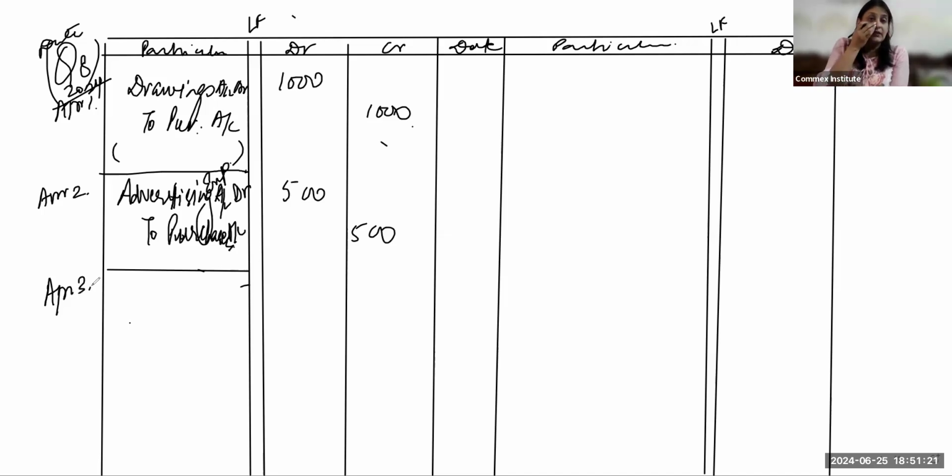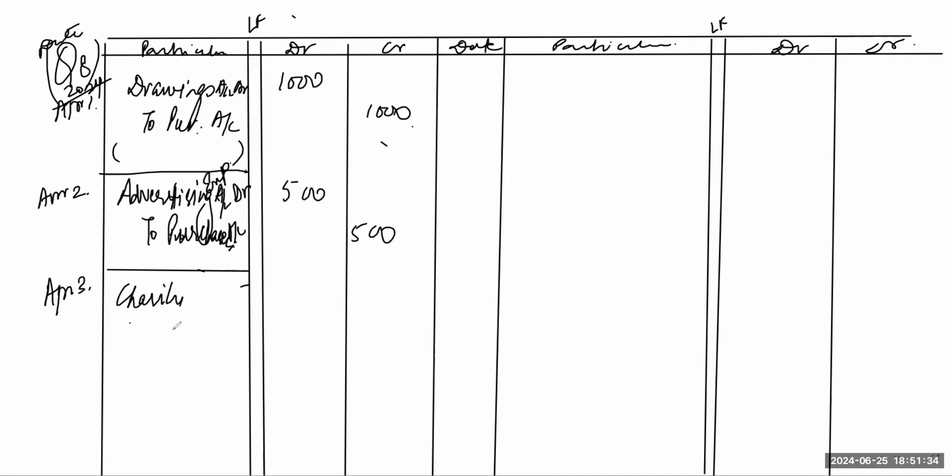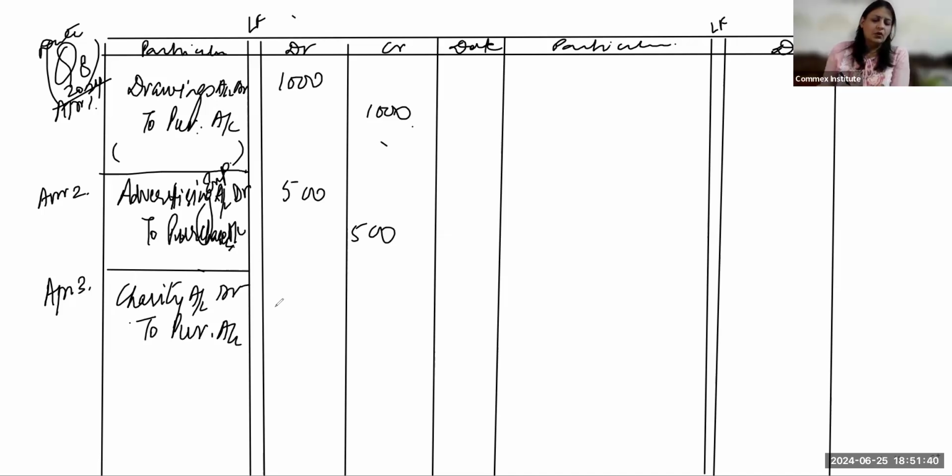April 3. Goods given as charity. Who's next turn? Ananya. Yes, ma'am. Goods given in charity, it will be charity account debited 300 rupees to purchases account 300 rupees, and narration will be goods given in charity. Perfect. So that is charity account debit to purchases account, goods given as charity, the narration, and the amount also she said.